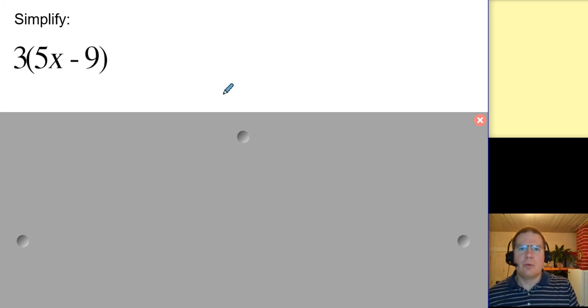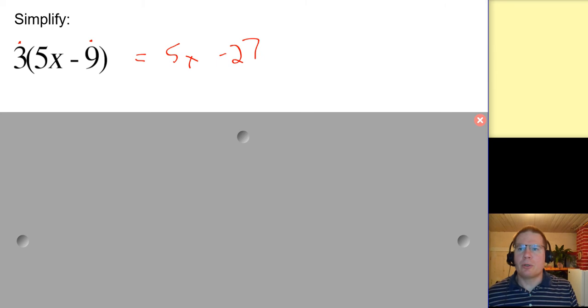Okay, let's move on now from adding and subtracting to multiplication. We've seen problems like this before. We take our 3 and multiply by 9. We get 5x minus 27. Right? Like terms? No, of course not. Right?